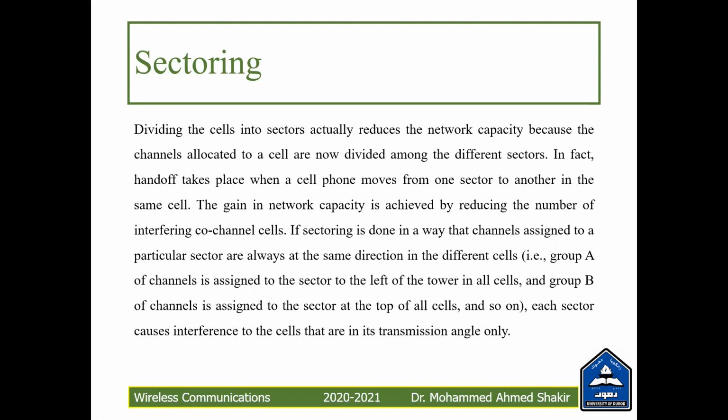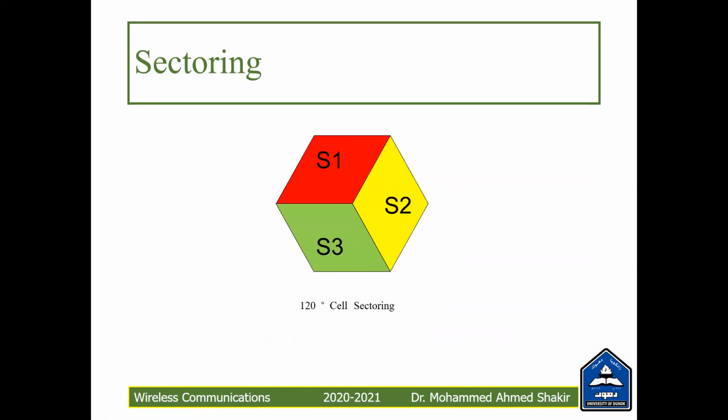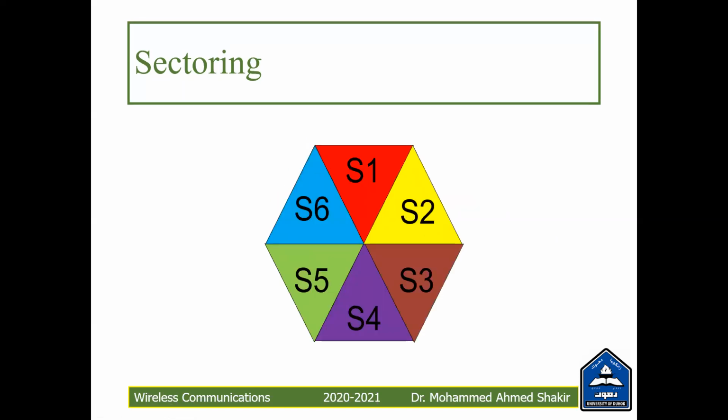Look, in the case of 120 degrees, assume that this cell is given 30 channels. The traffic intensity of 30 channels together will be greater than 3 groups of 10 channels. I'm talking about the trunking efficiency. Again, the same story here. If you give this cell 30 channels, and then we perform the sectoring, at that time, every sector has what?